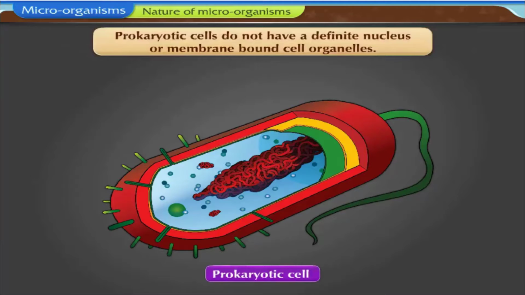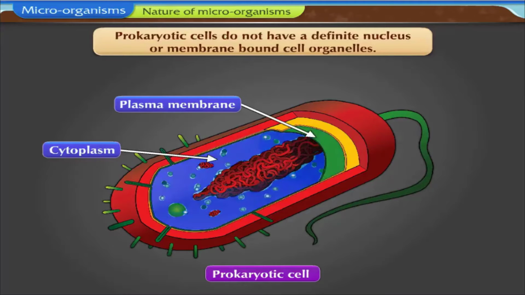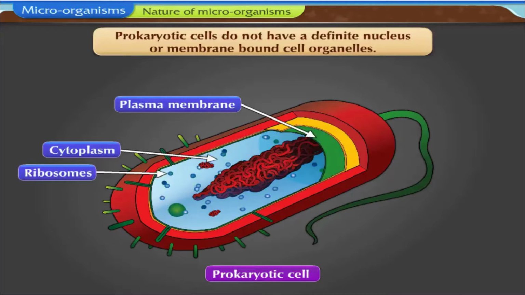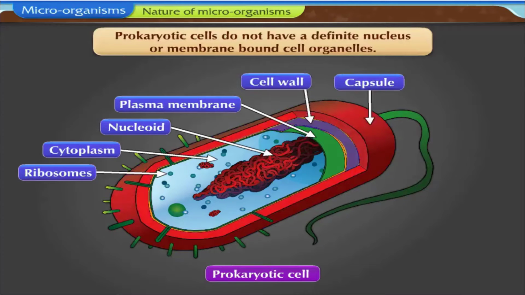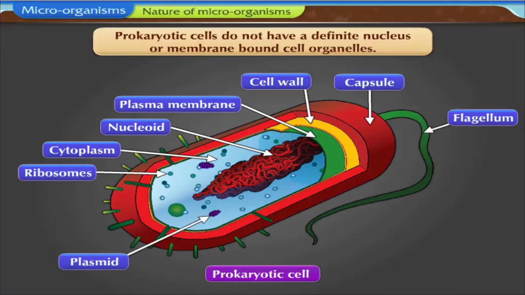There are four main structures shared by all prokaryotic cells: plasma membrane, cytoplasm, ribosomes, and a primitive nucleus called nucleoid. Some prokaryotic cells also have other structures like capsule, cell wall, and flagella. In addition to nucleoid, some genetic material known as plasmids are also present in cytoplasm.